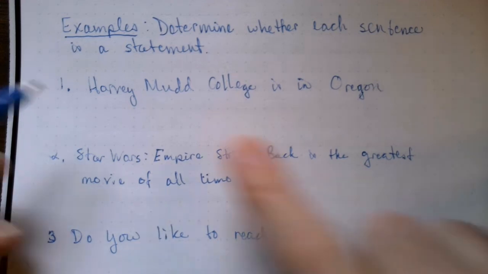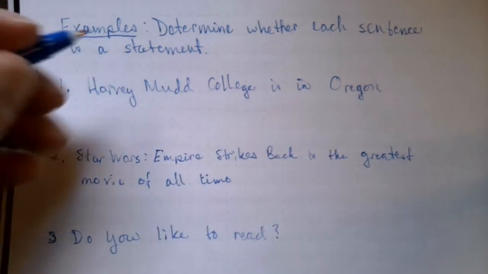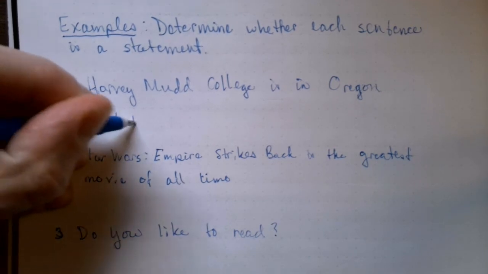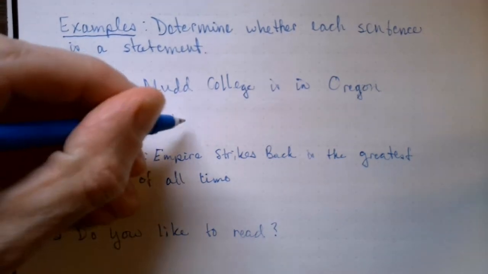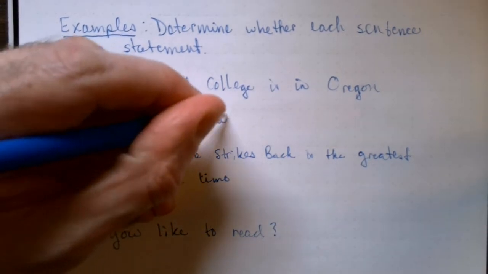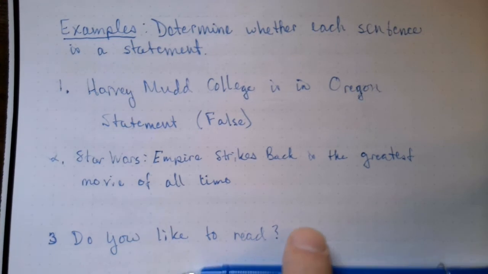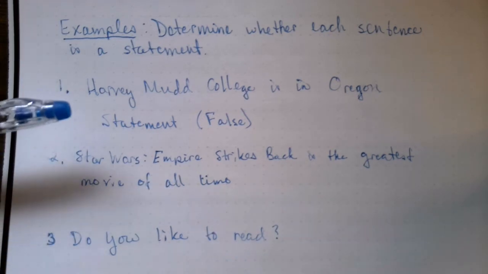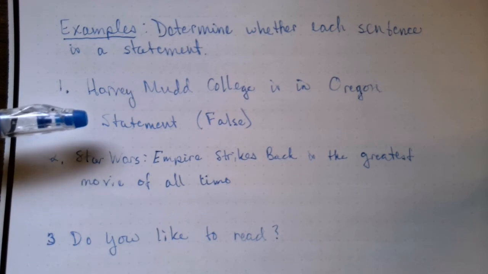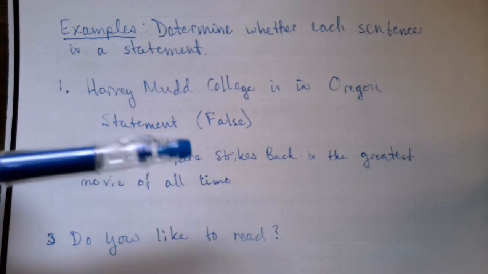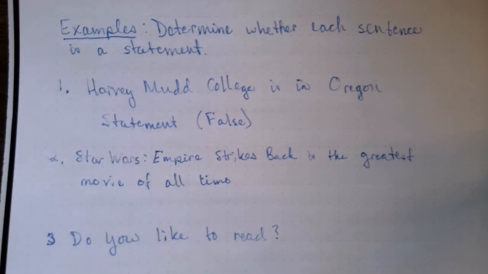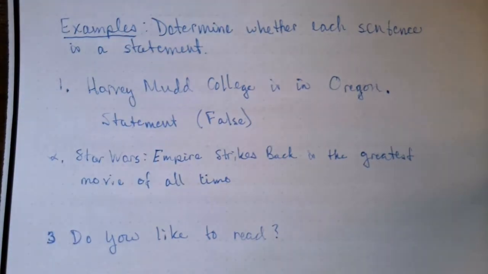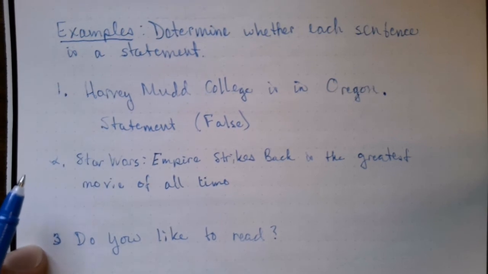Okay, so this first one says, Harvey Mudd College is in Oregon. Okay, this is a statement. And I believe it happens to be false. Harvey Mudd College is actually in California, but that doesn't make this not a statement, okay? It can be assigned a definite true or false value. It happens that the value is false, okay? So that is a statement. And we can all agree on what the truth value is. All we need to do is look up the location of Harvey Mudd College.